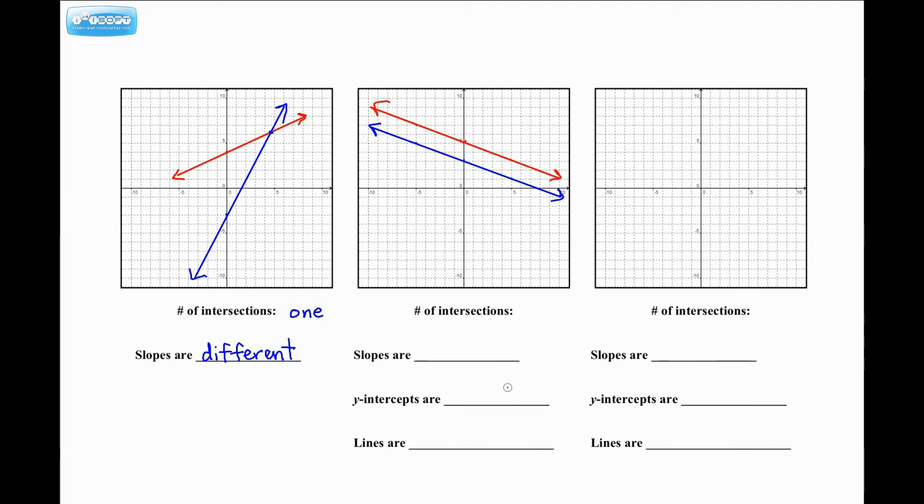So, number of intersections. Well, the slopes are the same. These lines are parallel. Parallel lines do not intersect. Okay? The distance between these lines will remain the same. So, none. Okay? Because the slopes are equal. The y-intercepts, however, this is 3, this is 5, the y-intercepts are different. Okay? So these lines are parallel. Okay? They never meet. They never intersect.